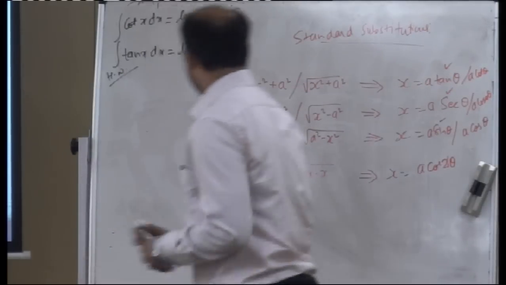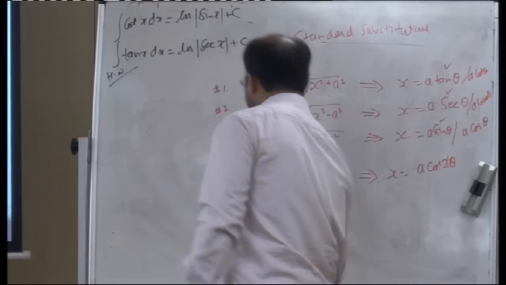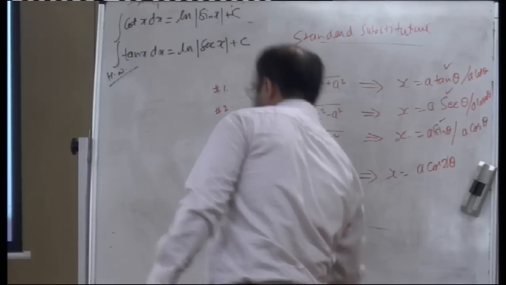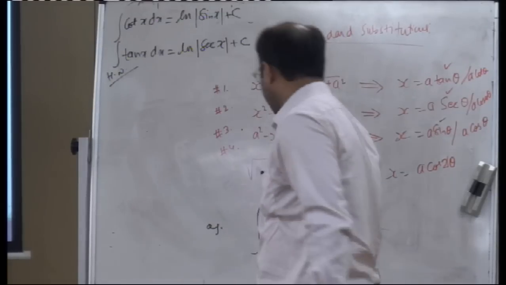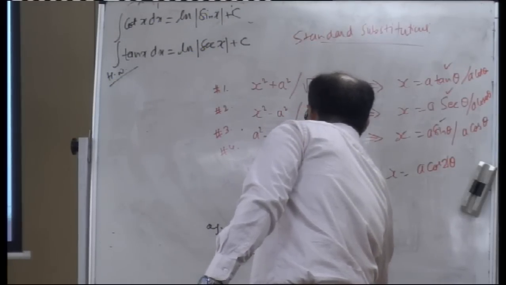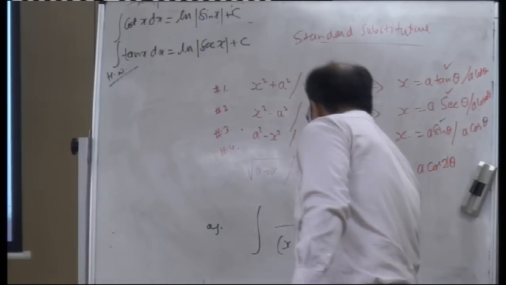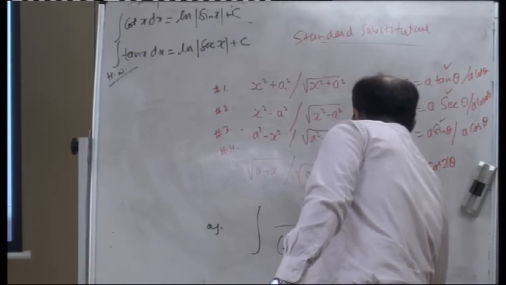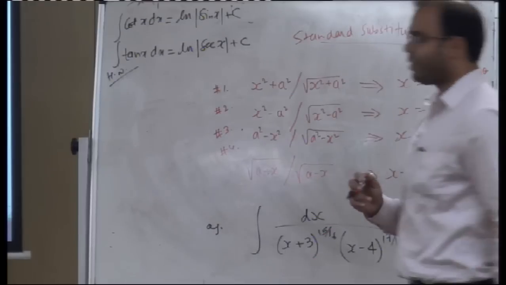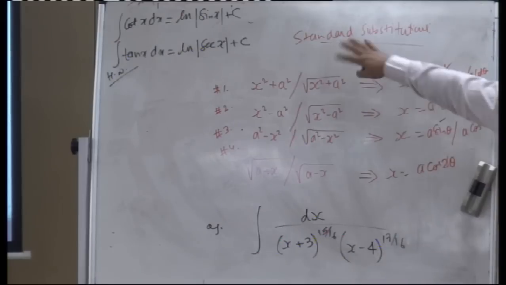This example is the integral of dx upon (x plus 3) to the power 15 upon 16 into (x minus 4) to the power 17 upon 16. Right now we don't know any formula for this, how to apply it and what method to use. So first I will do this question.